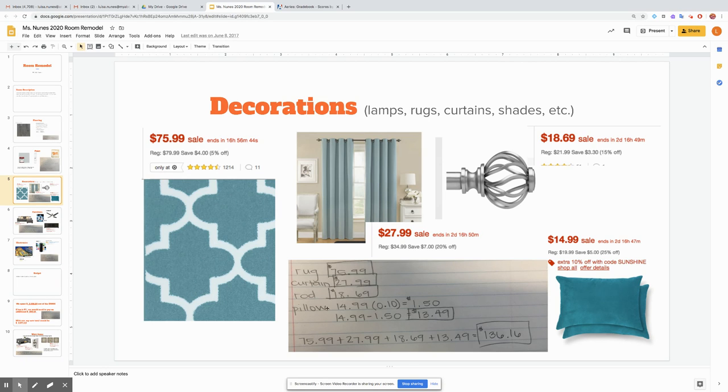So if you look here, a pillow is $14.99. I multiplied that by 10%, as a decimal, and that's $1.50 off. So $14.99 minus $1.50 means that my pillows are $13.49. So I found the cost of each item. I added them all up for a grand total here. So this is what you're going to be doing with these things.